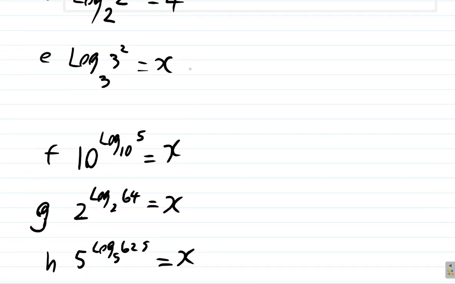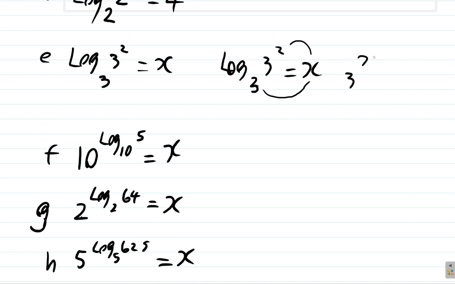What we have here, 3, the log base 3 of 3 squared. The log with a base of 3 of 3 squared is x. 3 to the power of x is equal to 3 squared. 3 to the x is equal to 3 squared. So x must be 2. The same 2 here. So in that case, x is equal to 2. Nice.